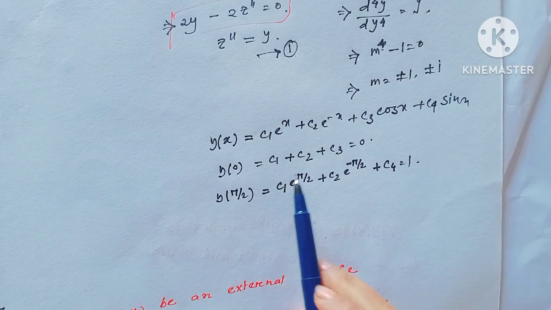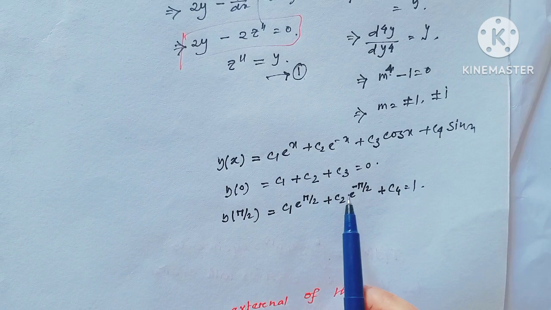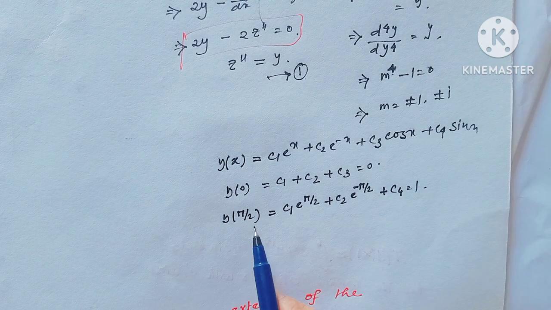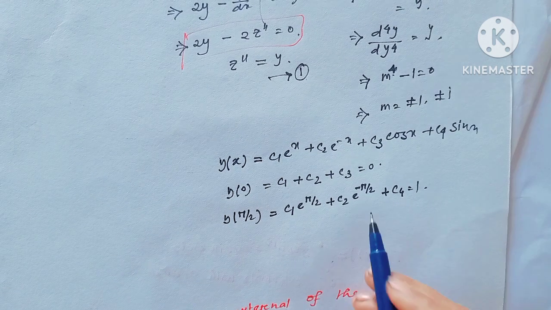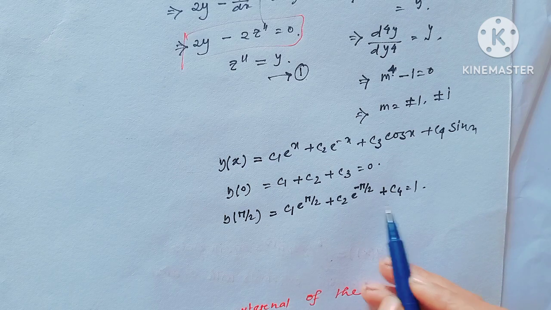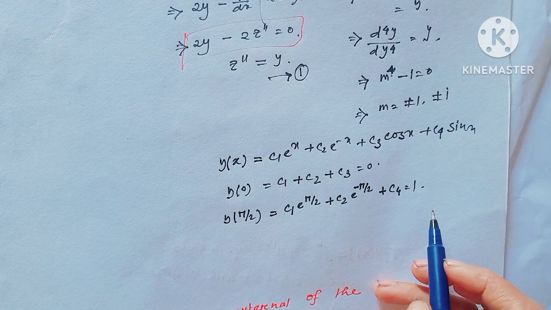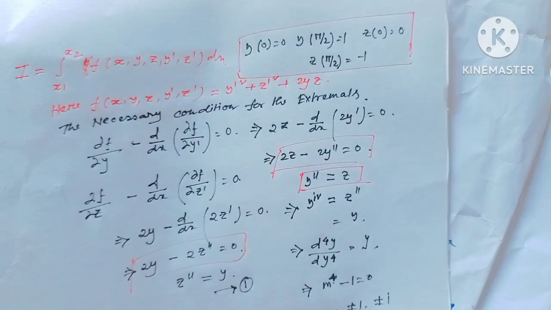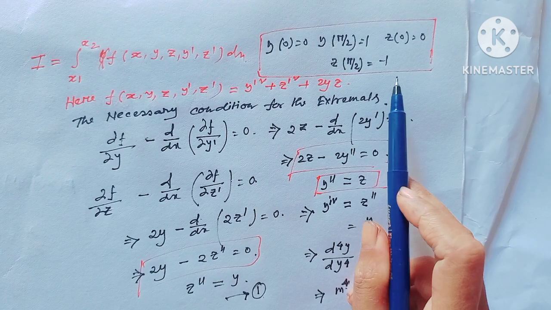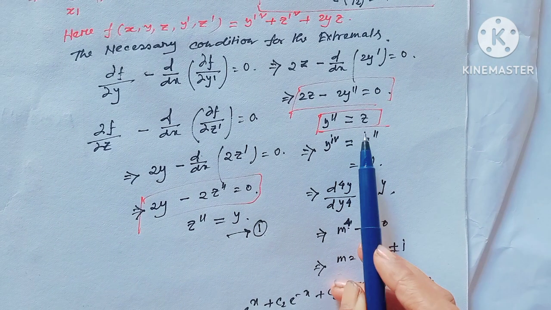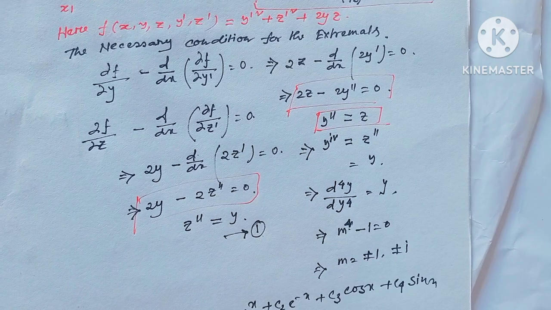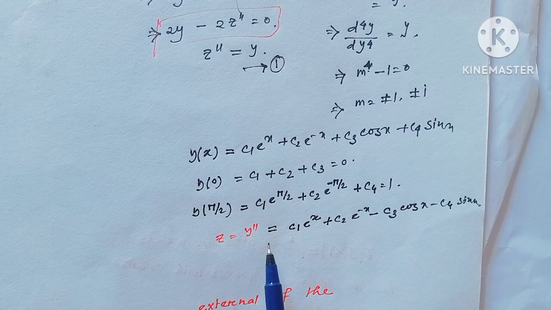For this, y(0) = 0 implies c1 + c2 + c3 = 0. And y(π/2) = 1 implies c1 e^(π/2) + c2 e^(−π/2) + c4 = 1. And the other conditions are z(0) = 0 and z(π/2) = −1. Notice here I have the condition y double dash equals z. That means z equals y double dash.